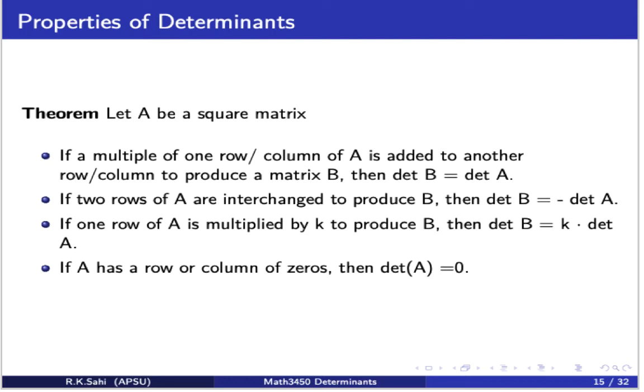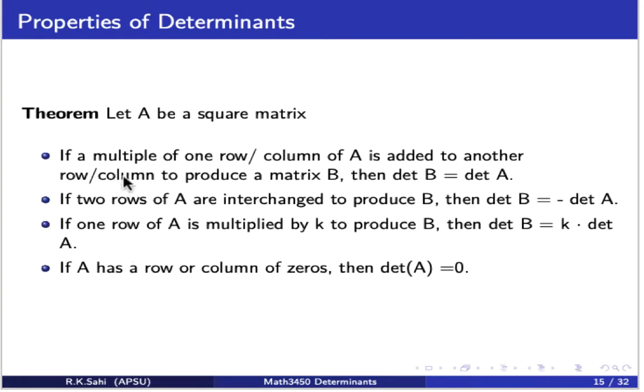Hello everyone. We are going to be looking at properties of determinants. Remember, when we talk of determinants, we are always going to be looking at square matrices. So this theorem says, if you have a square matrix A, then the following four are very important for us. These are the characteristics which crop up for a determinant.